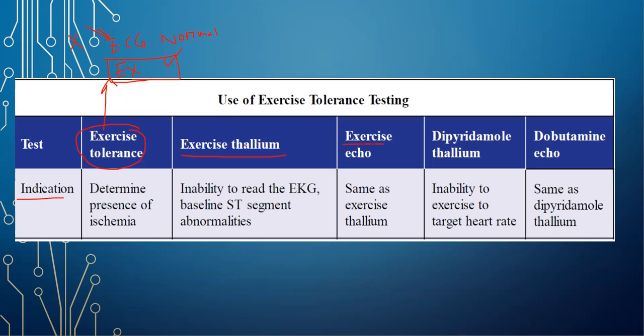So the patient will run on the treadmill, but you will have to insert the thallium dye inside the patient. Or the patient will exercise while you do the echocardiogram. Now let's say the ECG is normal, but the patient is not able to do exercise. That's the time you do a chemical stress test. How? You give dipyridamole in the thallium scan, or when you're doing the echocardiogram, you give dobutamine so that the heart is as if it's doing exercise.